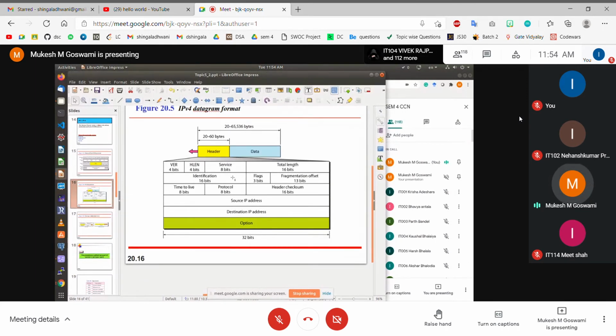The next field is the identification field. We said that this particular field will be used in fragmentation. Again, the fragmentation offset and fragmentation flag fields are also used in fragmentation. We'll try to talk about fragmentation today.